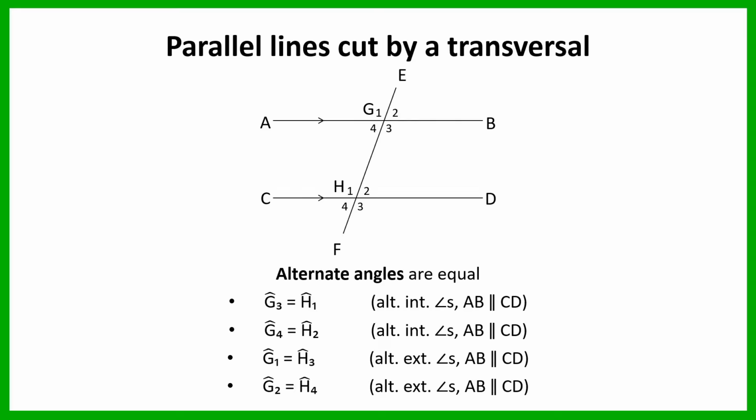Alternate angles will be equal to each other when the lines are parallel. So because AB is parallel to CD, the alternate angles G3 and H1 are equal. The alternate angles G4 and H2 are equal. The alternate exterior angles G1 and H3 are equal. And the alternate exterior angles G2 and H4 are also equal.